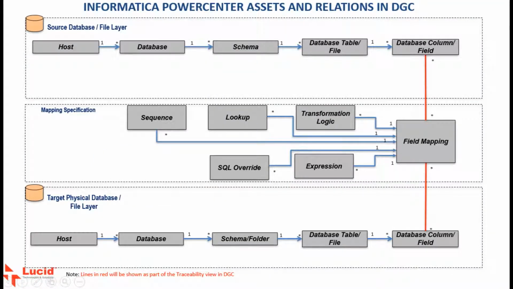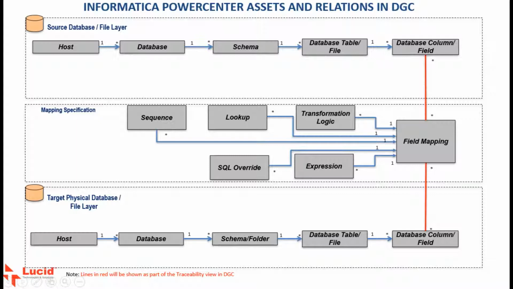Following are the assets and relations that get loaded from PowerCenter into DGC. The metadata of the source data structures and elements as captured by PowerCenter. The mapping specification that holds the metadata of the PowerCenter mappings and transformations. Field mapping between the source and the target data elements. The sequences, lookups, expressions used in the mapping. SQL override used in the source qualifiers are captured as is without parsing.